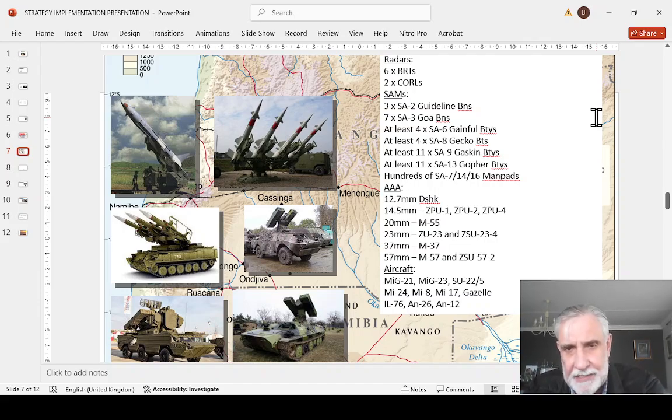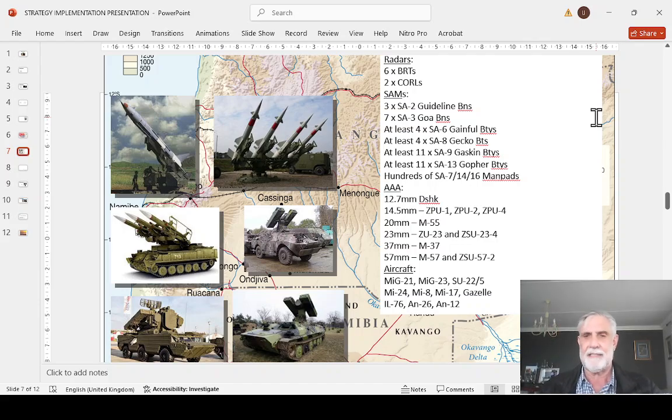Then, as far as AAA is concerned, we had the 12.7 mils, we had the 14.5, 3 types of 14.5s, 1 barrel, 2 barrels, 4 barrels, the 20 mil M55, which is a Czechoslovakian thing, the 23 mil ZU-23, which I still consider to be one of the best pieces of anti-aircraft artillery ever made, together with the 88 mil flak gun from the Germans in the Second World War, and then the ZSU-23-4 Shilka, the 4-barrel Shilka with the Gun Dish J-band radar mounted on a PT-76 chassis.